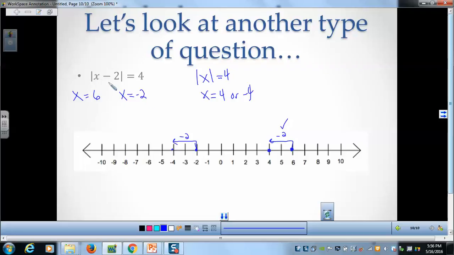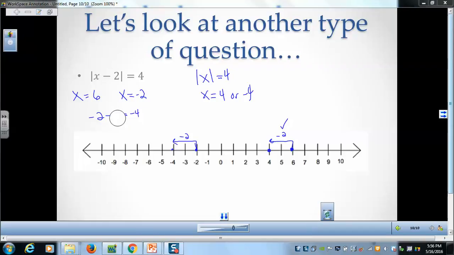Now, once again, if I plug this in, -2 minus 2 is -4. Is -4 4 units from 0? Absolutely. So you can use what you already know in a simple case, like I did here, and then think about the operation that will get you to those numbers.